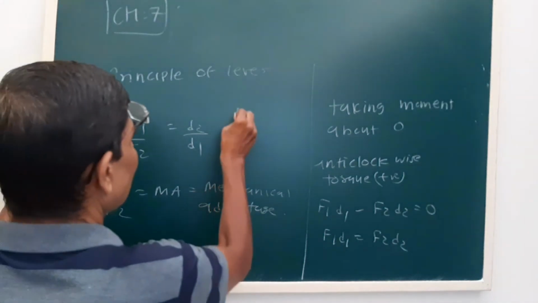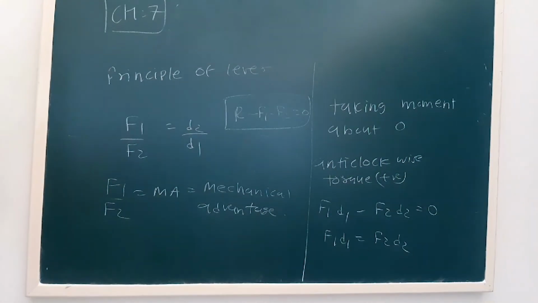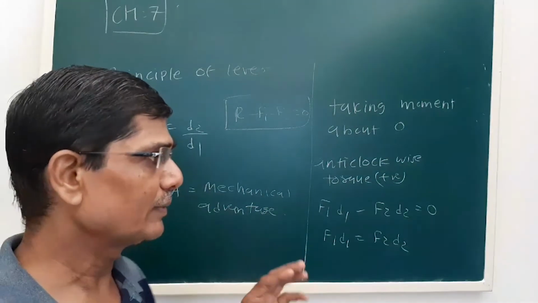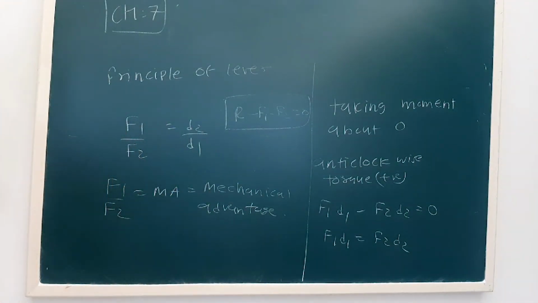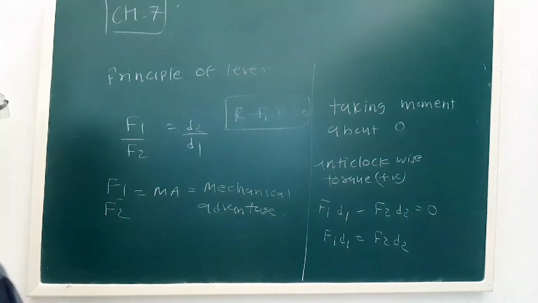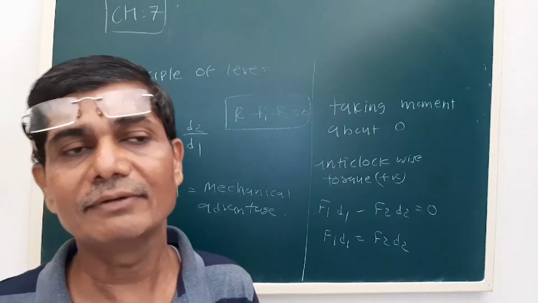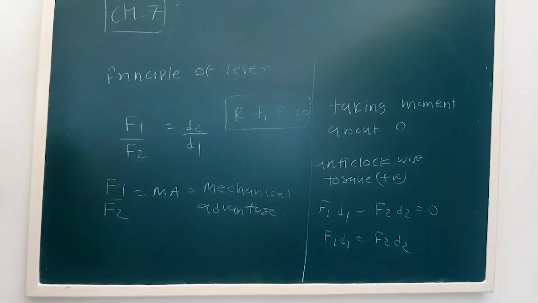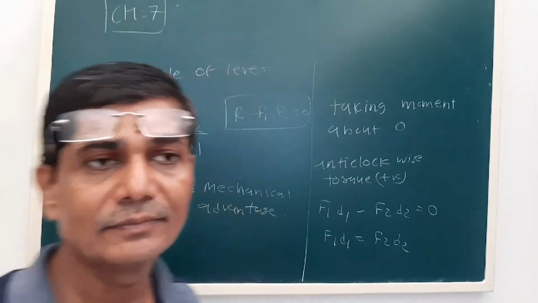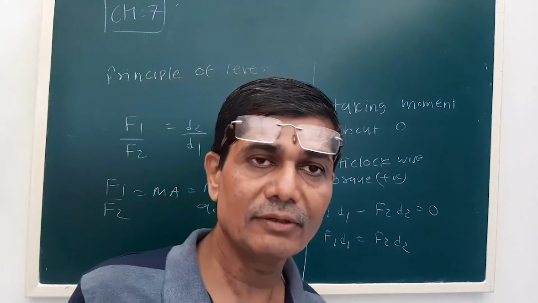See what we have considered: R minus F1 minus F2 is equal to 0. These are the two equations which will help to solve questions related to simple machines or the principle of levers. Right now we have got that much theory only, but in the numerical part we'll discuss it more. So this is about the principle of lever, in which we consider rotational equilibrium of the body under the action of given forces.